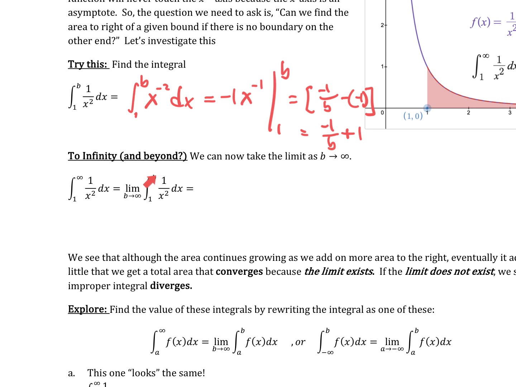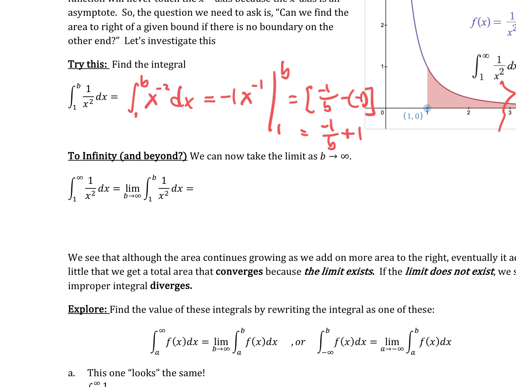See, if b was 2, so if we did the area from 1 to 2, then we would have negative 1 over 2 plus 1. That'd be a half. If we did the integral from 1 to 3, well, we'd have negative 1/3 plus 1. That would be 2/3. Okay?